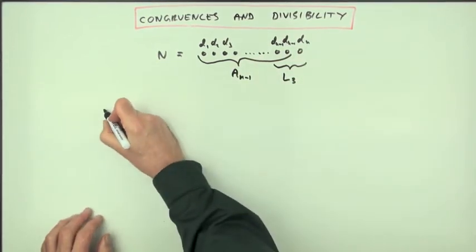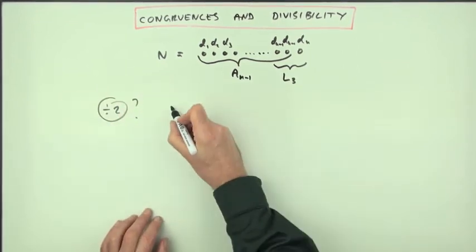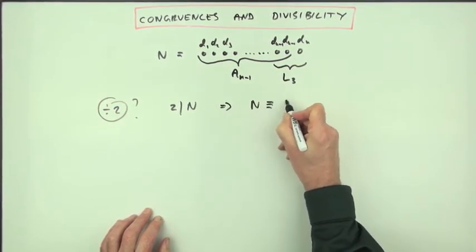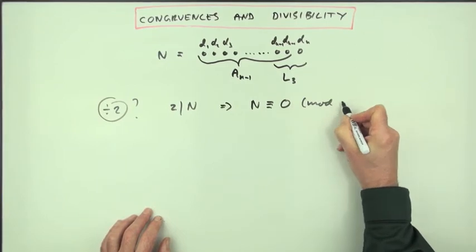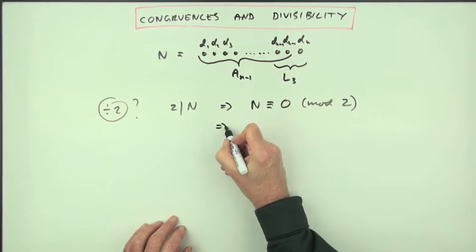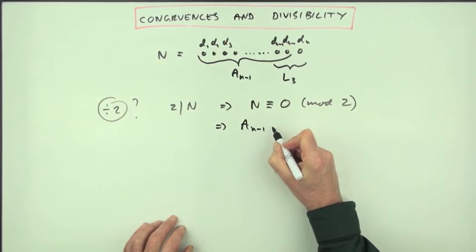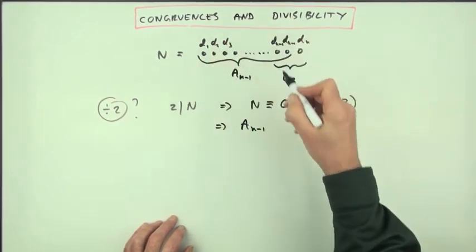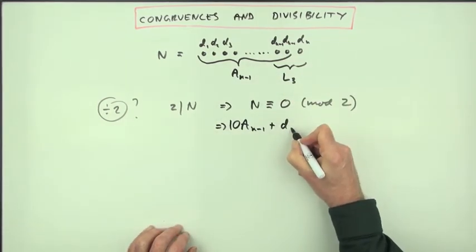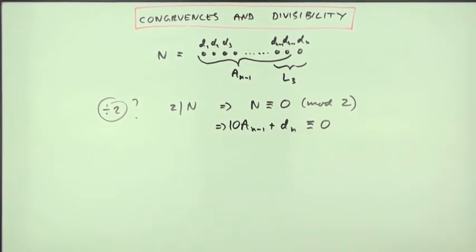Right, a check then. What about divides by 2? What's the rule for divides by 2? Well, if 2 divides a number, that means that number must be congruent to 0 mod 2. And I'll split that number up using these terms here. So if I take the first group, a n minus 1, to form this number, 10 times that group, because it starts in the tens column, plus the last digit forms the number, so that should be congruent to 0 mod 2.